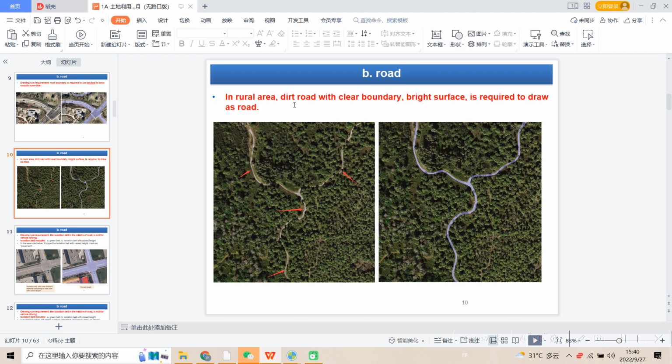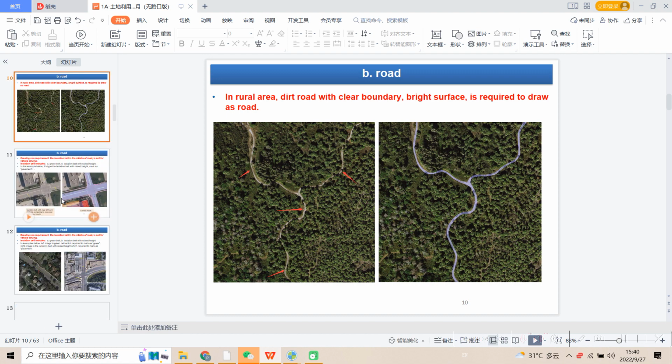And in the rural area, a dirt road with a clear boundary and bright surface is required to be drawn as road. However, if you see a dirt road that doesn't have a clear boundary or a bright surface, you don't need to draw it as road. Just leave it as nothing at all.